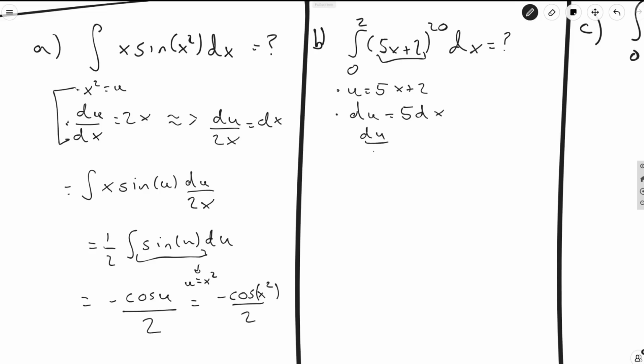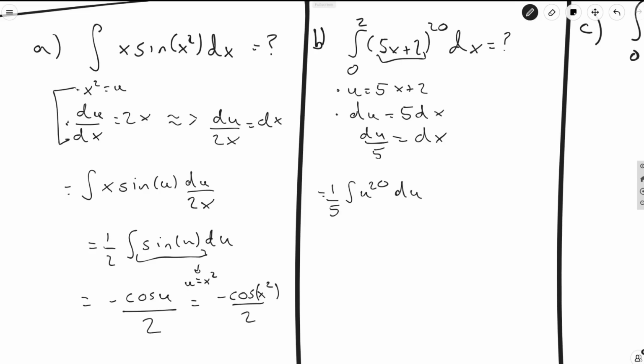Or let's just say du over 5 is equal to dx. And now let's go and make all our substitutions. So this is the integral from 0. Well, actually, let's not write that down yet. So 5x plus 2 is equal to u, so we'll write down u to the 20. And dx is du over 5. So let's put the fifth out in front.